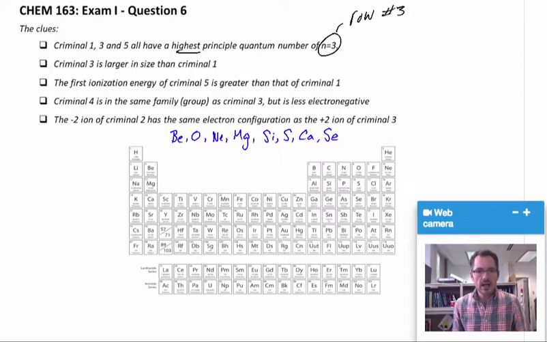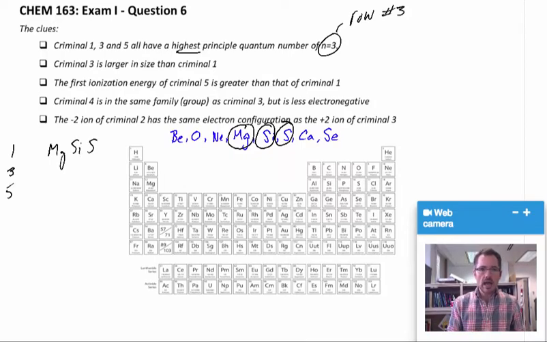So taking a look here, I see magnesium is in this group here, I see silicon is in this group here, and I see sulfur is in this group. So all I know is that 1, 3, and 5 could either be magnesium, silicon, or sulfur. We haven't eliminated anything yet, except for what 2 and 4 cannot be. So we need to go to the next part to figure out how we pare this down even further.